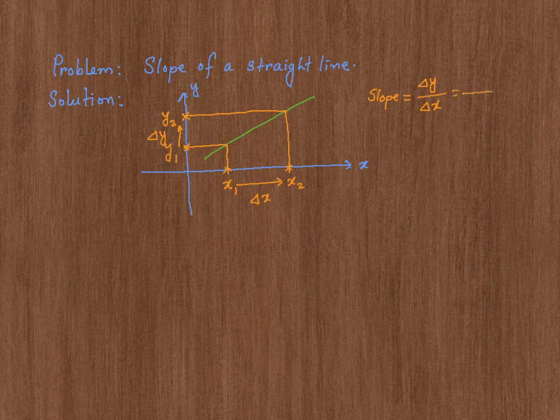And now let's look at the vertical change. If you go from here, y1 to y2, the change is going to be y2 minus y1. If you go from this point x1 to x2 along the x-axis, the change is going to be x2 minus x1. This is the definition of slope, and we denote slope by m. Always remember, the slope of a straight line is change in y divided by change in x.